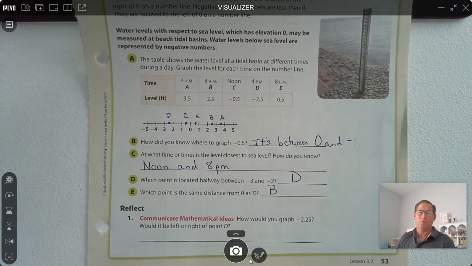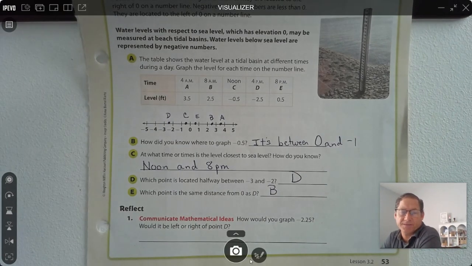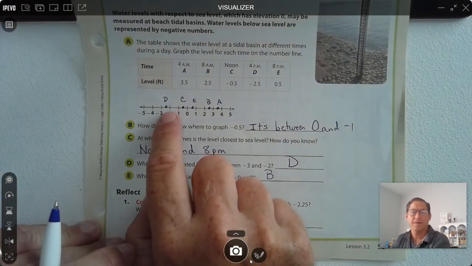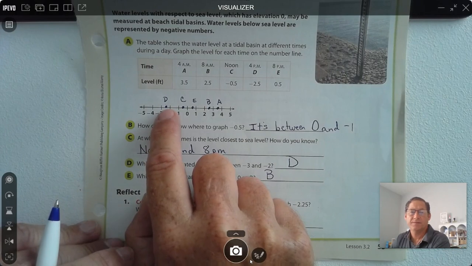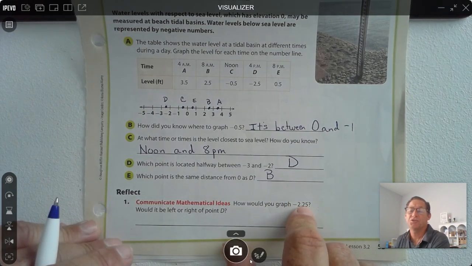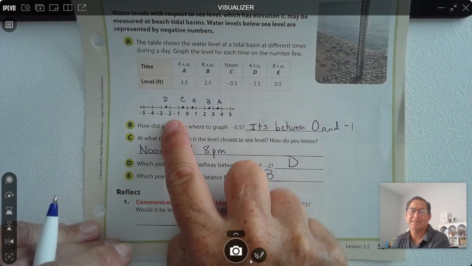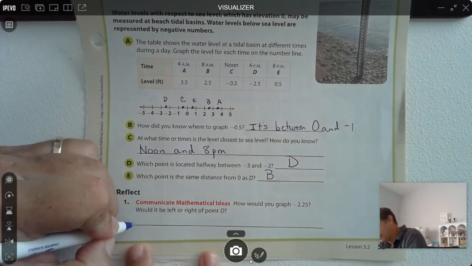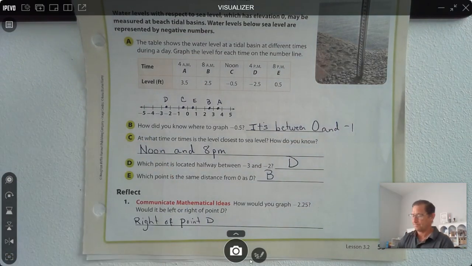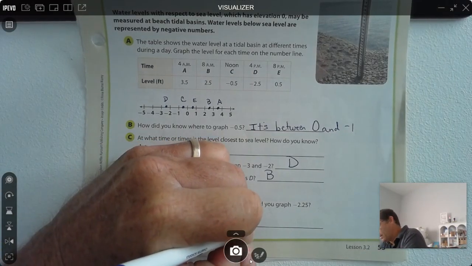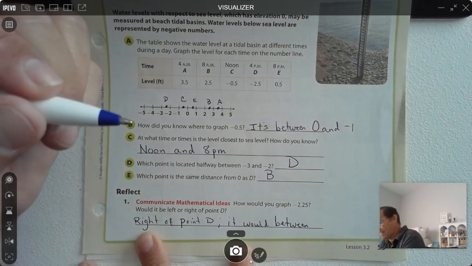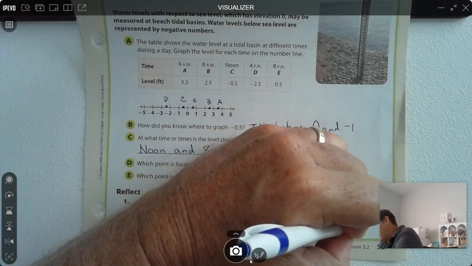All right, how would you graph negative 2 and 25 hundredths? Would it be to the left or right of point D? All right, so negative 2.25. Negative 2.25 is less than 2.5, right? Another way of saying 2 and 25 hundredths is 2 and 1/4. So a fourth is less than a half. So it would be to the right of point D. It would be between negative 2 and negative 2.5.